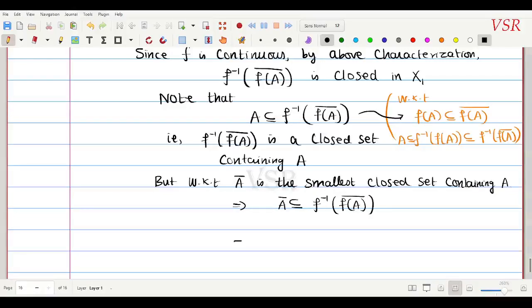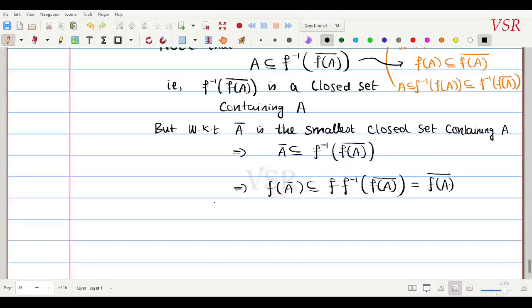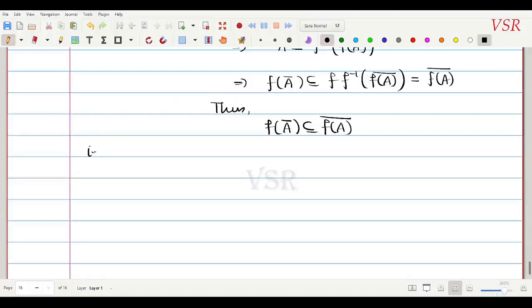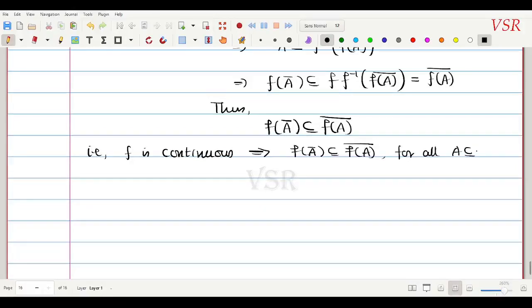So this implies that f of a closure is a subset of f of f inverse of f of a the whole closure, which is equal to f of a the whole closure. So what have we proved? Thus, f of a closure is a subset of f of a the whole closure. So one way I have proved: f is continuous implies that f of a closure is a subset of f of a the whole closure for all a subset of x1. I have proved this.